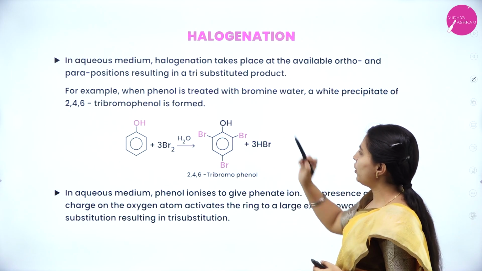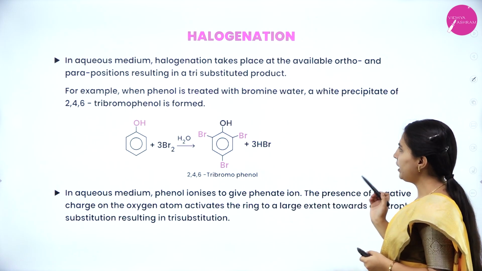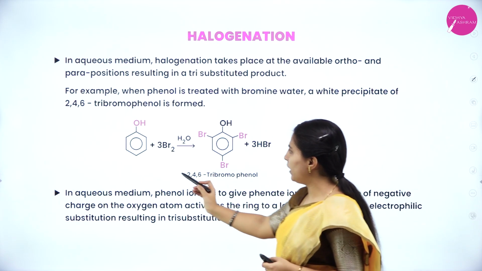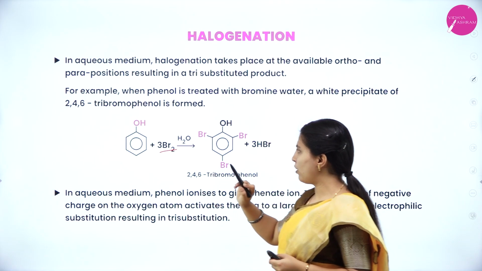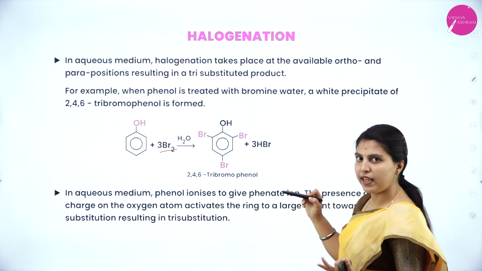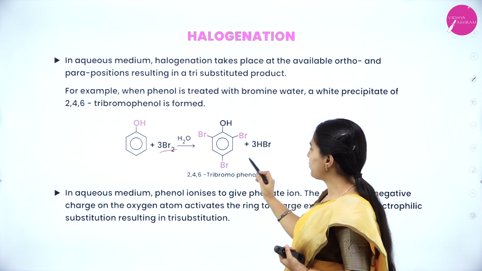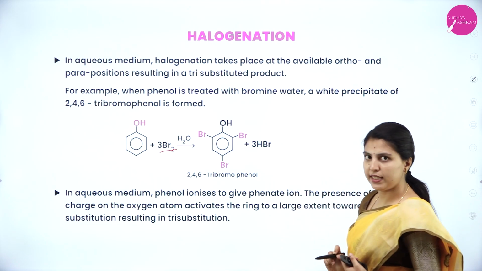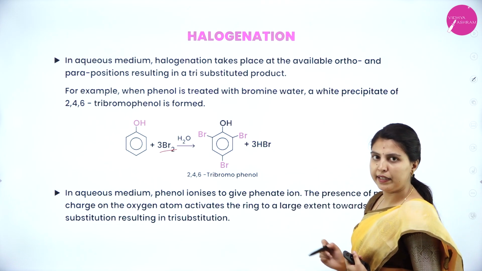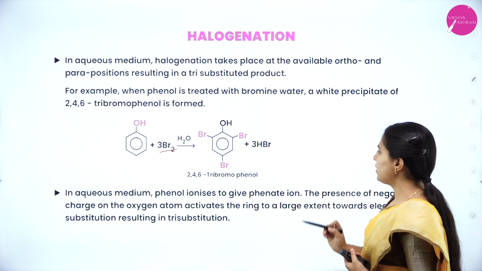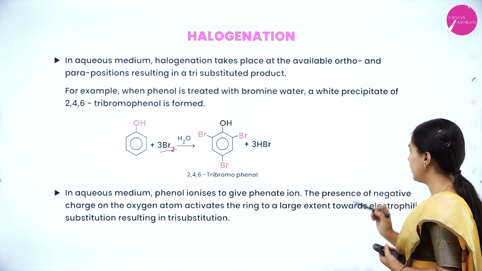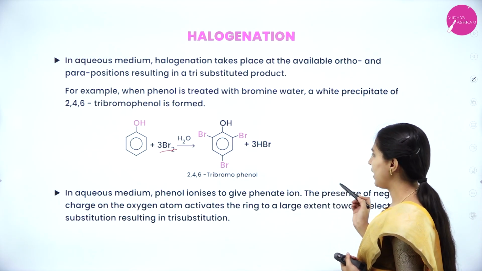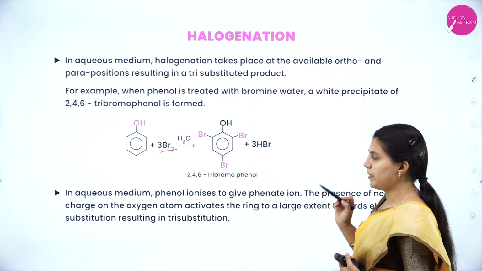For example, when phenol is treated with bromine water, a white precipitate of 2,4,6-tribromophenol is formed. You see here, phenol reacting with halogen in the presence of water, that is aqueous medium, will form a tri-substituted product, meaning 2,4,6-tribromophenol can be seen with the removal of hydrogen halide. In aqueous medium, phenol ionizes to give phenoxide ion. The presence of negative charge on the oxygen atom activates the ring to a large extent towards electrophilic substitution, resulting in tri-substitution.